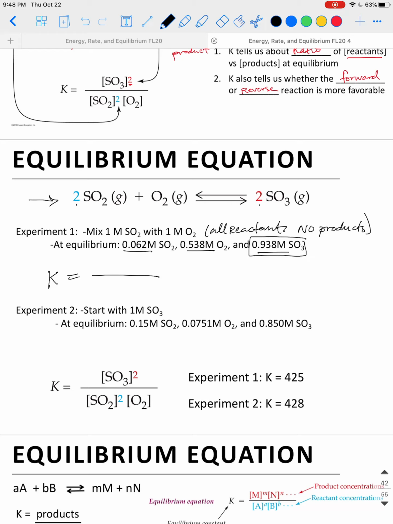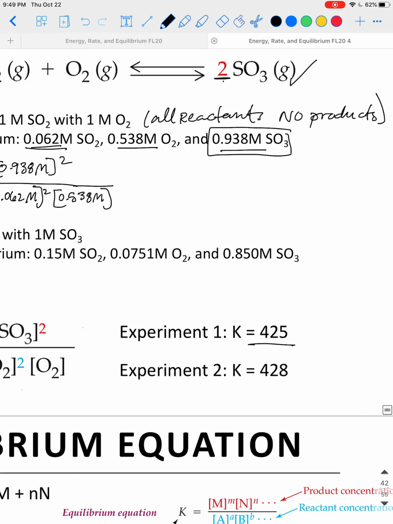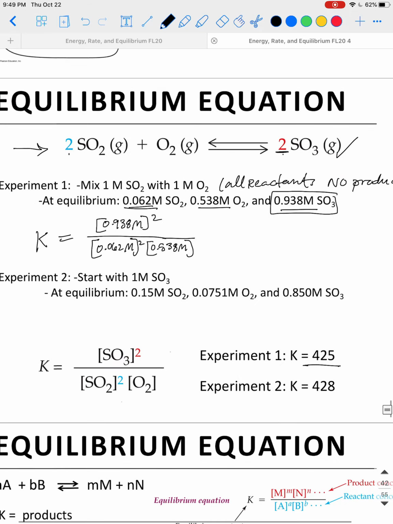So on top, you always put products. SO3 is our only product, and we're going to square it because it has a coefficient of 2. And it's a gas, so we can put it in the equation. 0.938 molar, square that. On bottom, we're going to have SO2. Concentration is 0.062 molar, and we're also going to square that, times the concentration of oxygen, which is 0.538 molar. If you plug all this into your calculator appropriately, what you'll find is that for experiment 1, K is 425.